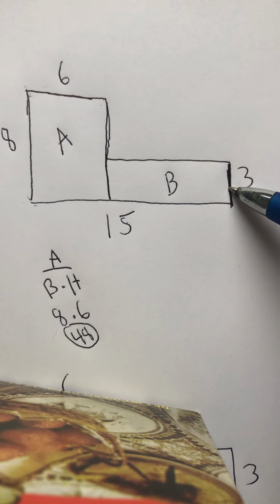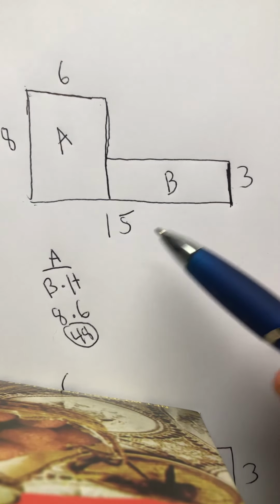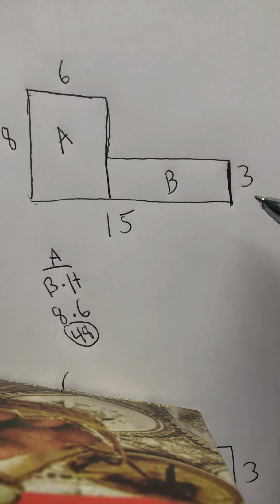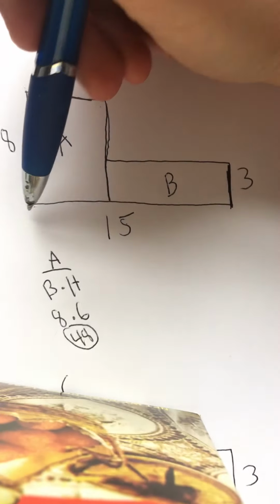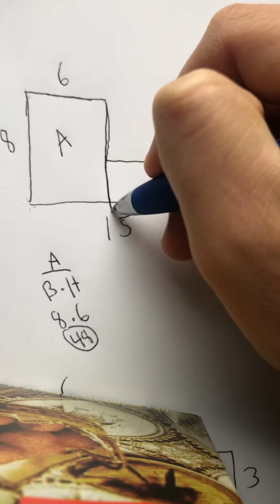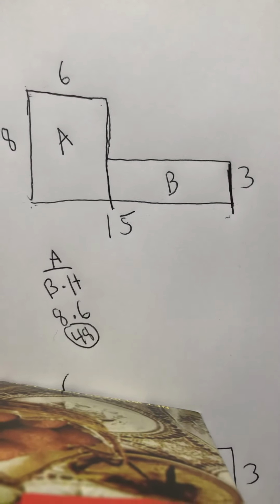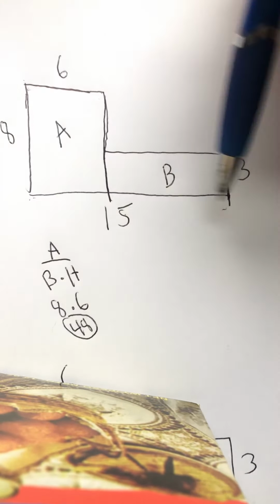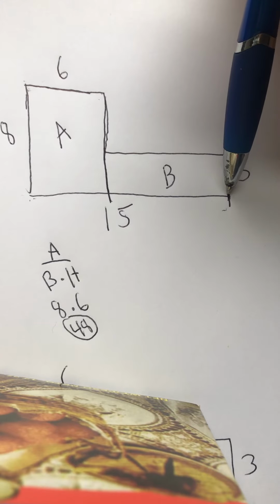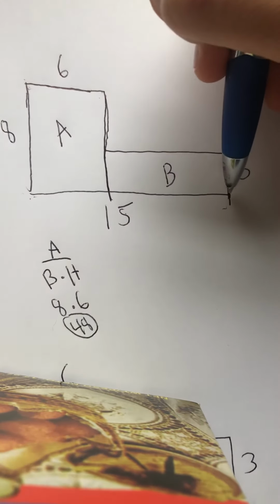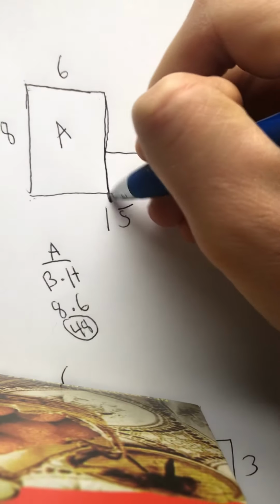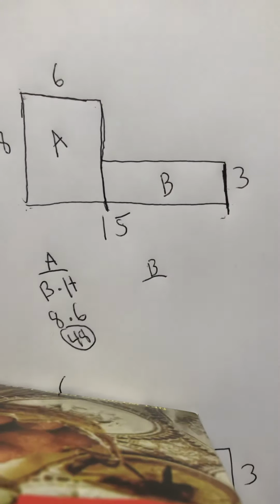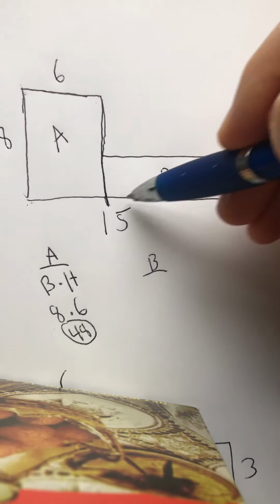However, a misconception is that so many students I see multiply 15 times 3. 15 is not the entire base or length. 15 is from here to here. We only want from here to here. So let me show that again because that is a very common misconception. 15 is from here to here. That is not what I'm trying to find. I only want from here to here. I do not multiply 15 by 3 to find the area of shape B. I have to figure out what this is here.